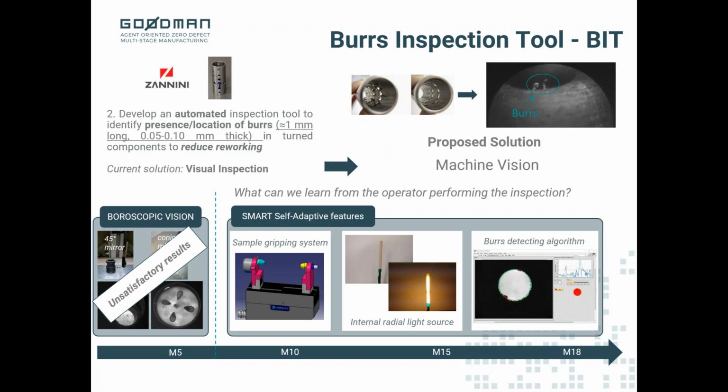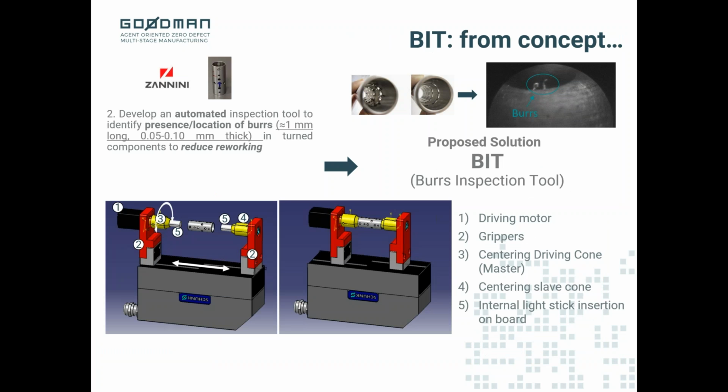And we came up with 3 different actors that put together really allowed us to fulfill the task we were asked to solve. We developed a sample gripping system which is capable of gripping and rotating the part which is gripped within the grippers. We developed an internal radial light source and, of course, a burr detecting algorithm. This is the preliminary concept. So as you can see in this slide, we have a driving motor, which is numbered with 1. The grippers, labeled with 2.